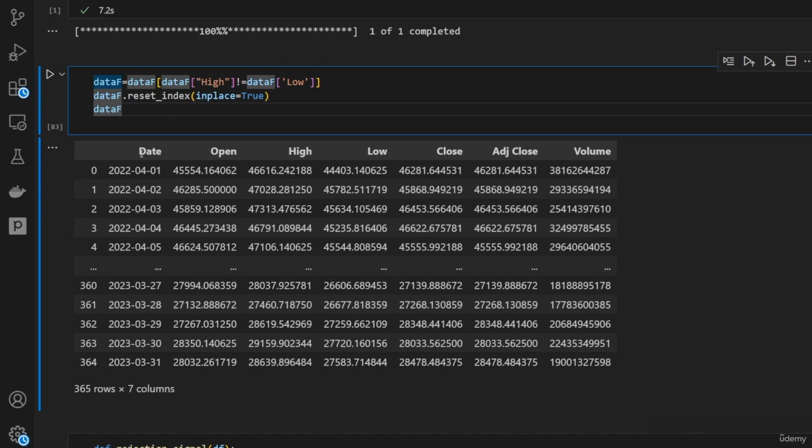The content looks like this. So we have the date as a column now. We have an integer index. We have an open, high, low, close, and the adjusted closing price, and then the volume column.